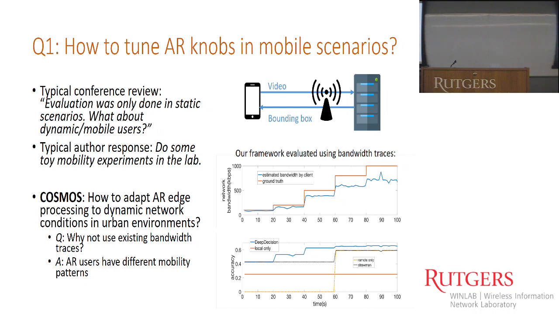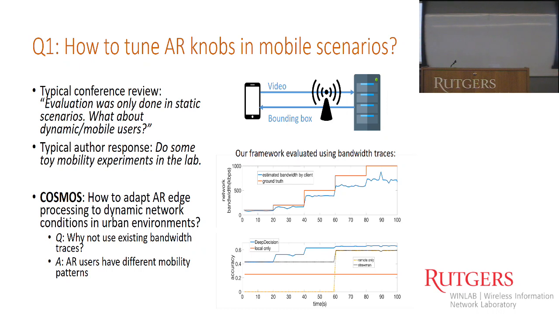But what's the kind of typical conference review you have? You get a review that says, your evaluation was only done in a static scenario. What about mobile or dynamic users? That's kind of a typical comment that you can almost say for any paper we review, wireless and mobile. And what's our typical author response, which I'm also guilty of, is we do some, you know, toy mobility experiments in the lab where we just walk around a room or a lab space.